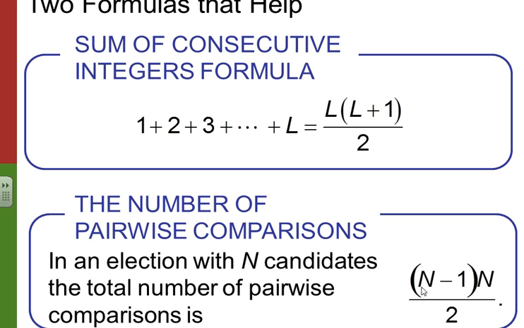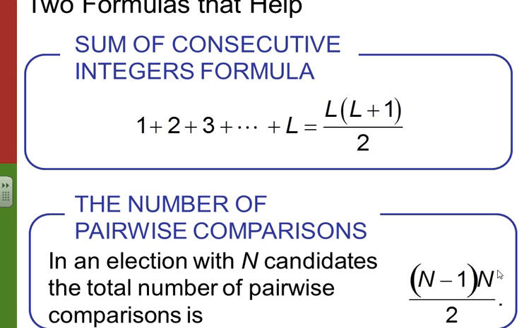The number of candidates n times n-1, divided by 2. That's the sum of the consecutive integers. Okay, well, remind me to put that on the board if somebody should ask for that on a test sometime. That would be a mistake, probably.